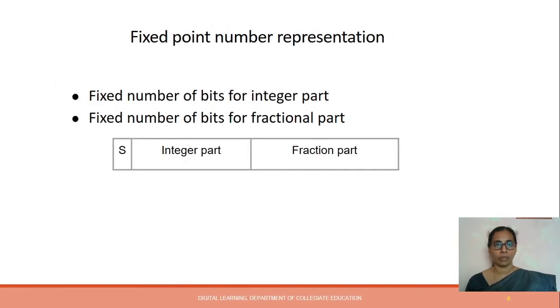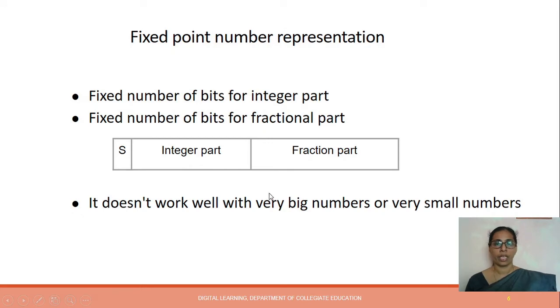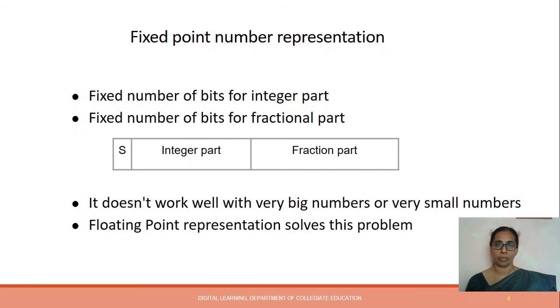In fixed point number representation, we have a fixed number of bits, in case of binary, for the integer part and a fixed number of bits for the fractional part. The first part is the sign bit, the next is the integer part with a fixed number of bits, and the next is the fractional part. This is the fixed point number representation. This kind of representation does not work well with very big numbers or very small numbers. That's why we need another kind of representation known as floating point representation.